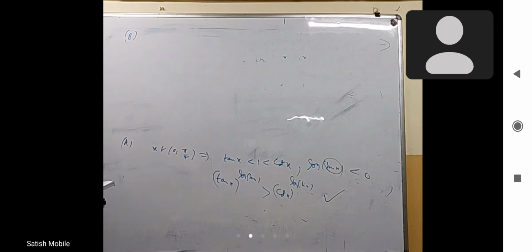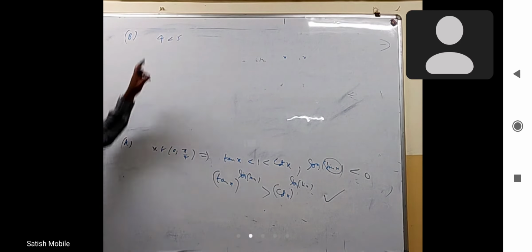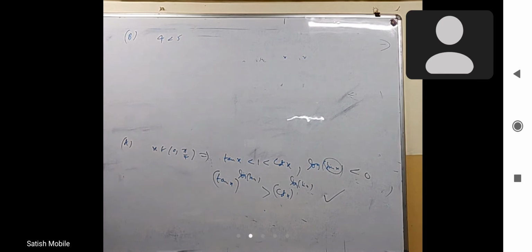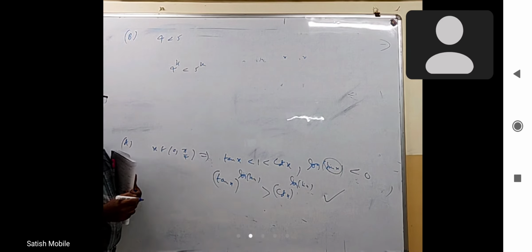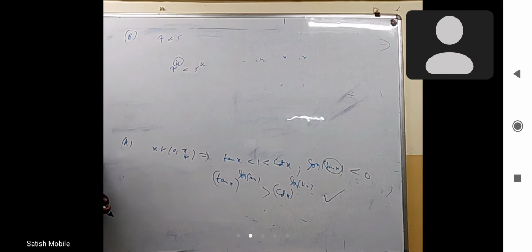Okay, B bit. Listen, in B bit, obviously 4 is less than 5, we know that. Can you say 4 power anything is less than 5 power that, when the powers are the same? You have to know whether the power is positive or negative. If 4 is less than 5, can I say 4 power k is less than 5 power k? It only depends on whether k is positive or negative. If k is positive, same inequality. If k is negative, the inequality reverses.